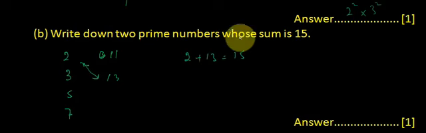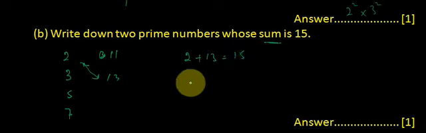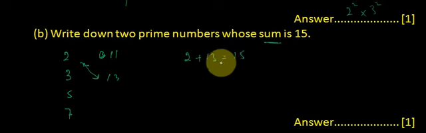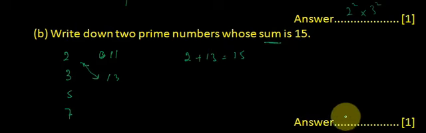So we have to find the sum. So the two prime numbers are 2 and 13, whose sum is 15. So the answer is 2 and 13.